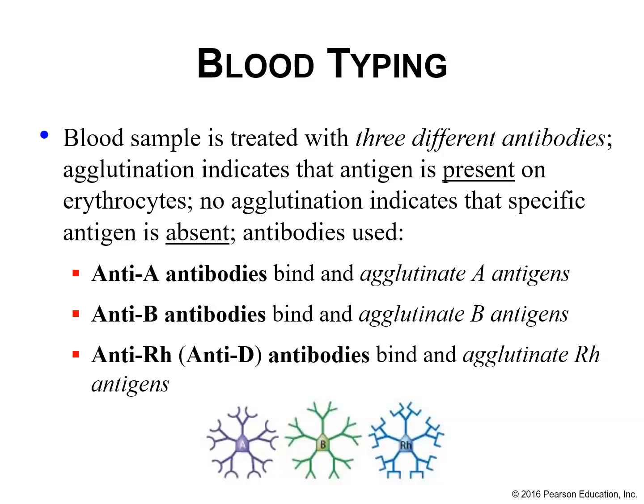Anti-A antibodies will bind and agglutinate A antigens. Anti-B antibodies bind and agglutinate B antigens, as you see in this image here. And anti-Rh or anti-D antibodies bind and agglutinate Rh antigens, as you can see in this image.